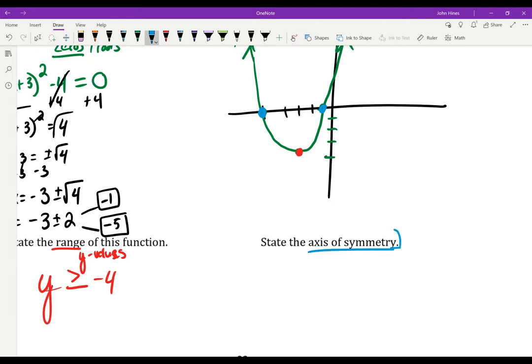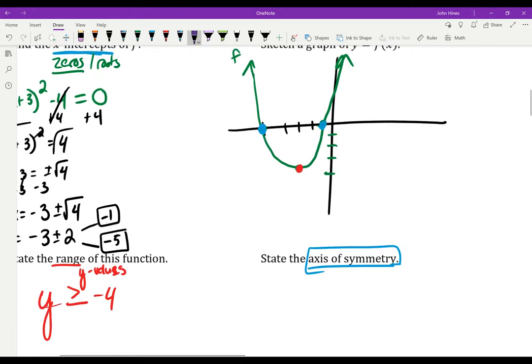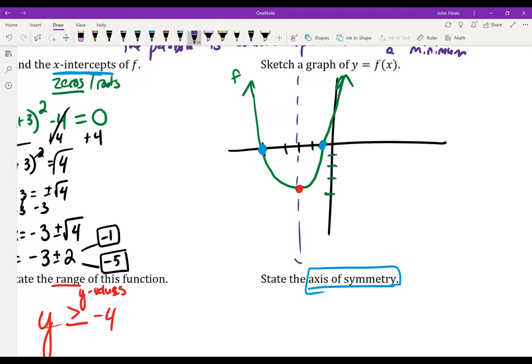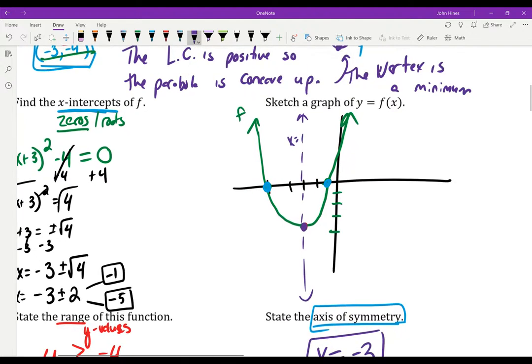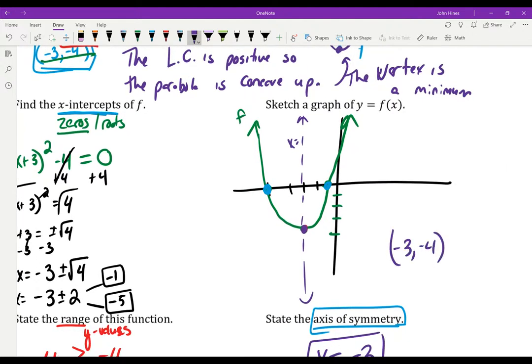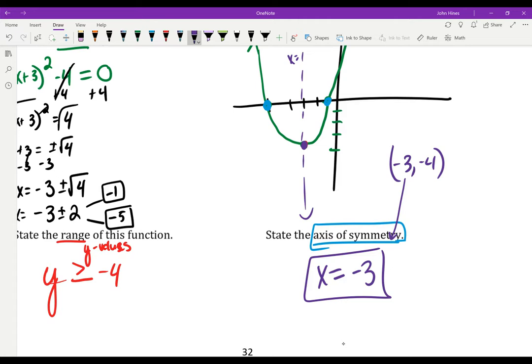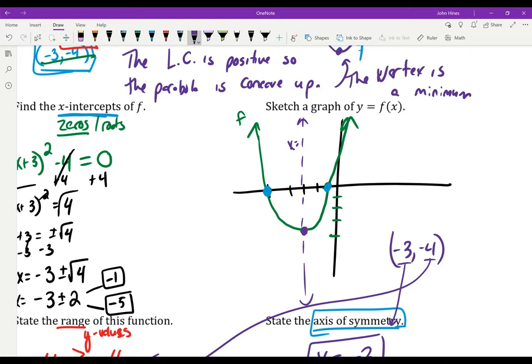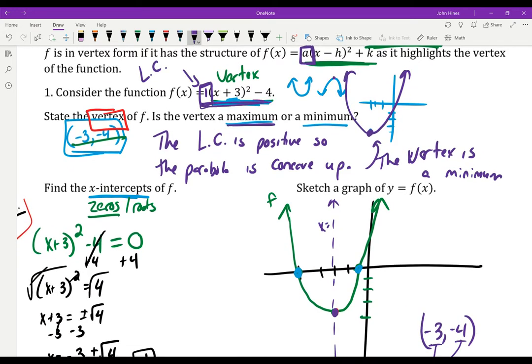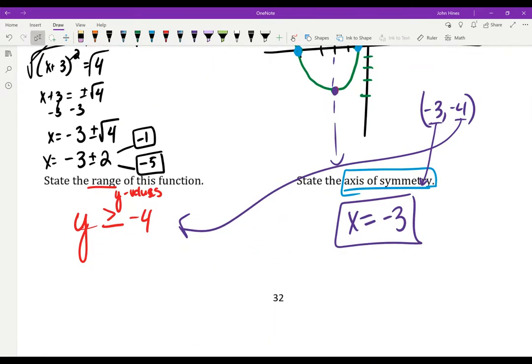Who's the axis of symmetry? Well, that's that line going down the middle of my parabola. There it is. That axis of symmetry is an x equals line. X equals, well, what does it equal? Where's my vertex? X equals -3. My vertex is the point -3, -4. So notice the x value gives you your axis of symmetry. The y value helps you find your range. So the zeros are really important, but also the vertex is really important because it gives us a lot of good information about a parabola. And we can get that information just by looking at an equation, which is the nice part here.